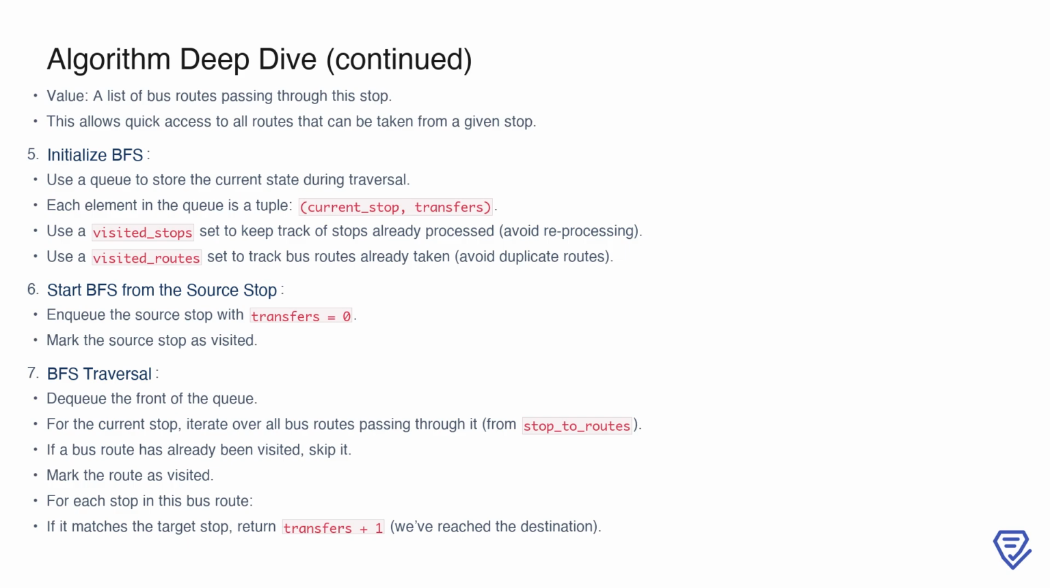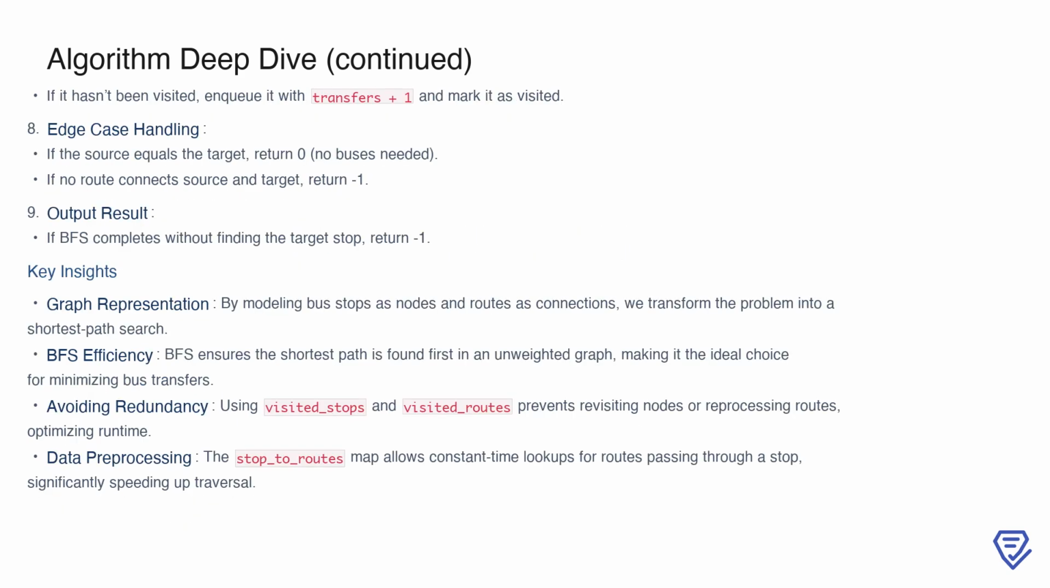This step ensures that the shortest path is identified as soon as the target is found. If a stop on the current route doesn't match the target and hasn't already been visited, we enqueue it with an incremented transfer count and mark it as visited. This ensures that BFS explores all possible paths in the most efficient way.